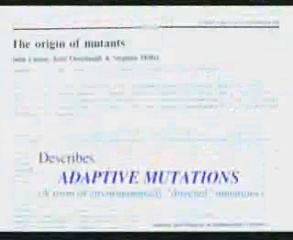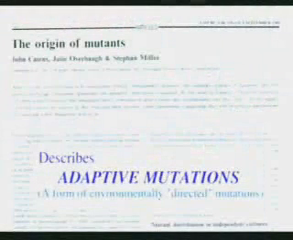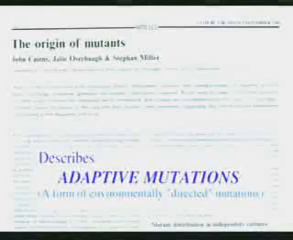That's conventional belief. Except in 1988, this paper comes out in Nature by a man called John Cairns, and it changes the entire foundation of biology that we've ever held for the following reason. He tells us about a new kind of mutation called an adaptive mutation.